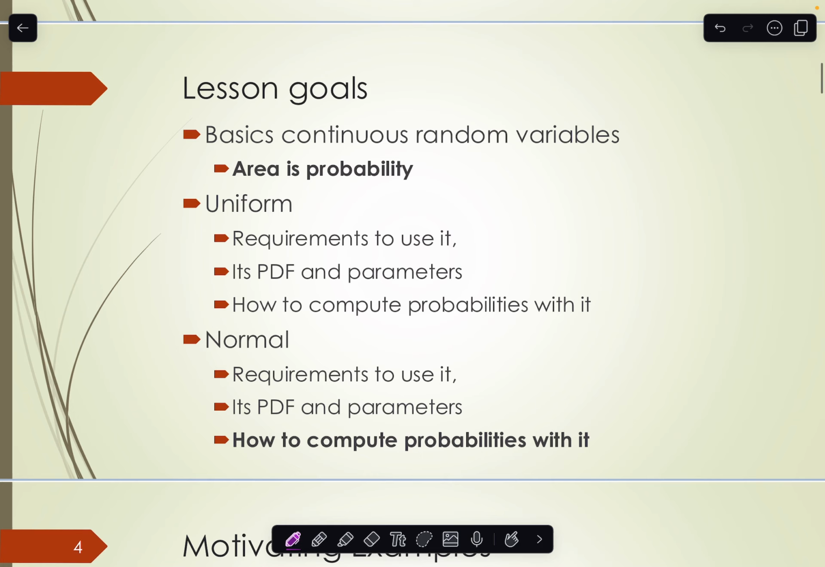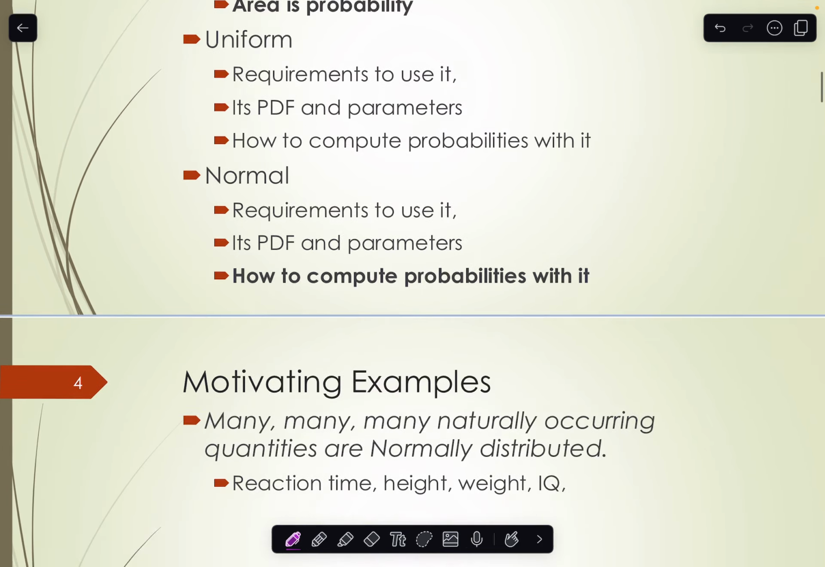For the normal distribution, we will talk about when it can be used fairly loosely. It's a fairly robust model, can be used in a lot of different places. And then we will talk about its probability density function, parameters, and how to compute probabilities with it, which is very, very important. And it cannot be done with a pencil and paper. It'll need to be done using Excel, and I'll explain how that is to be done.